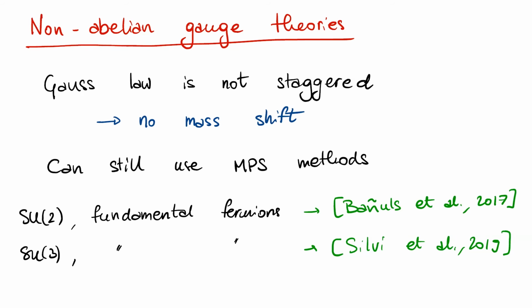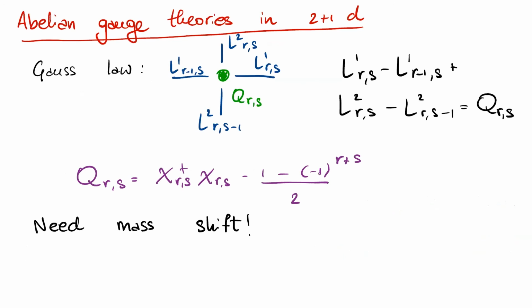People have done SU(2) and SU(3) with fundamental fermions. They get really good results because these methods are really nice, so you can still study them. And after the sad note, let me end with a more positive note, which is what happens if you think at higher dimension. So you're interested maybe in QED in 3 dimensions.